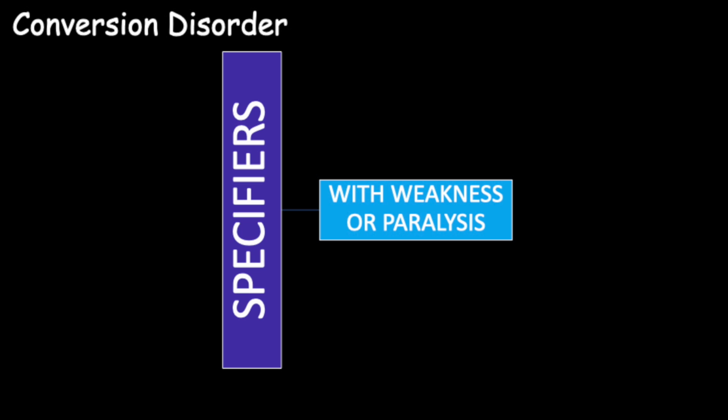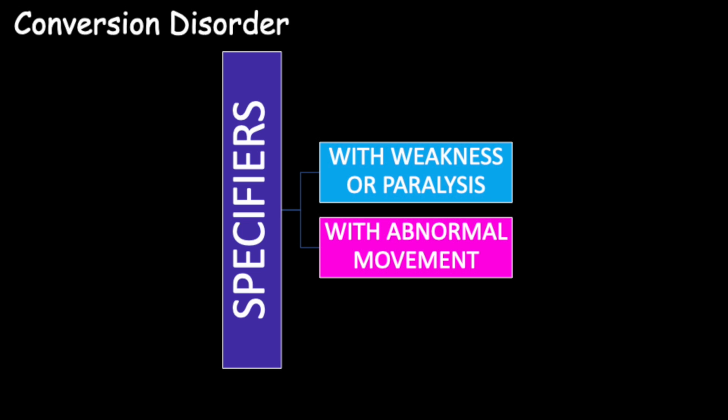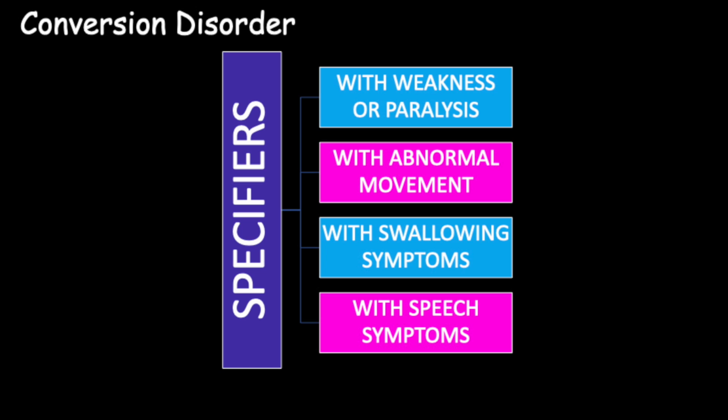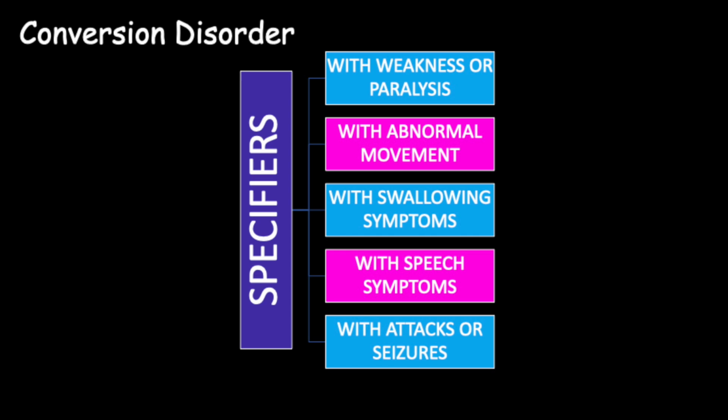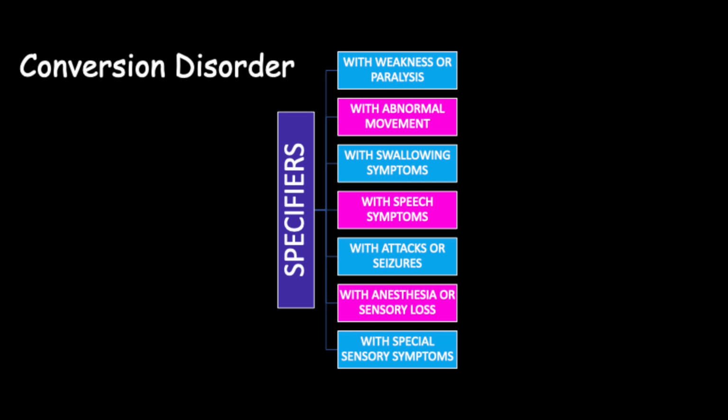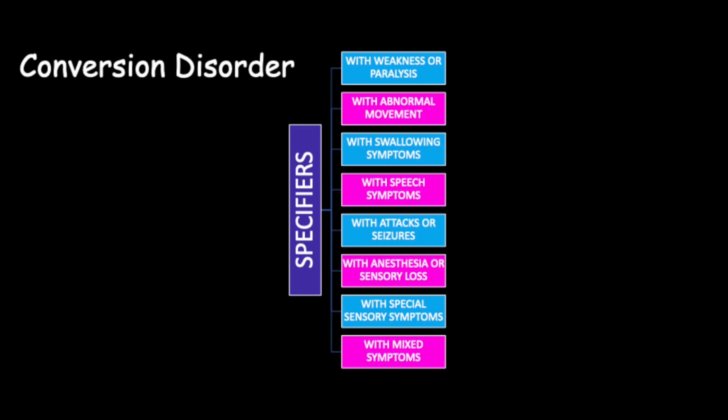The first thing to specify is the symptom type, which includes the following options: with weakness or paralysis, with abnormal movements, and this includes things such as tremors, dystonic movements, myoclonus, or gait disorders, with swallowing symptoms, with speech symptoms, and this includes dysphonia or slurred speech, with attacks or seizures, and these are commonly referred to as psychogenic or non-epileptic spells, with anesthesia or sensory loss, with special sensory symptoms, and this includes visual, olfactory, or hearing disturbance, and then finally with mixed symptoms.